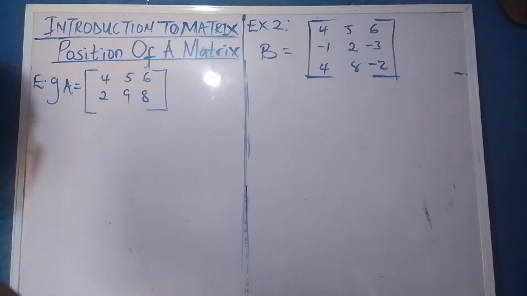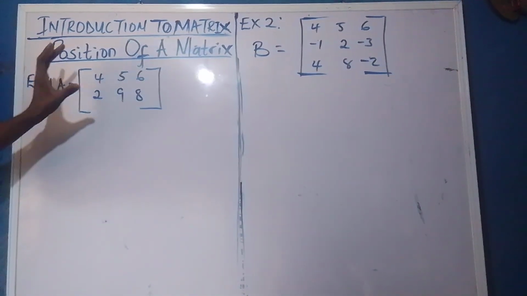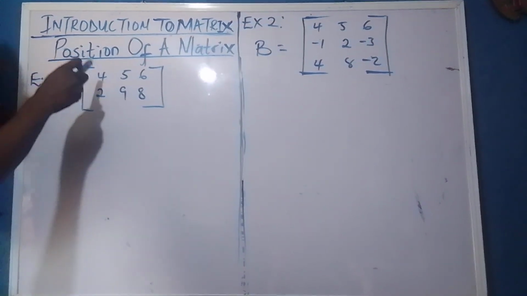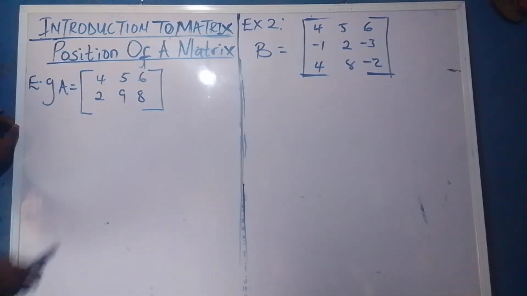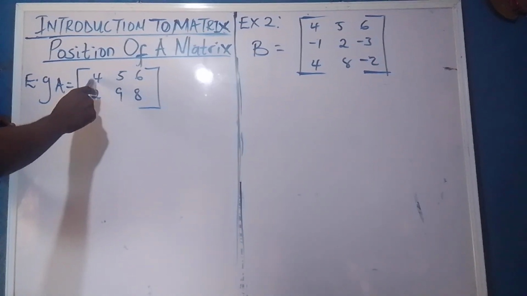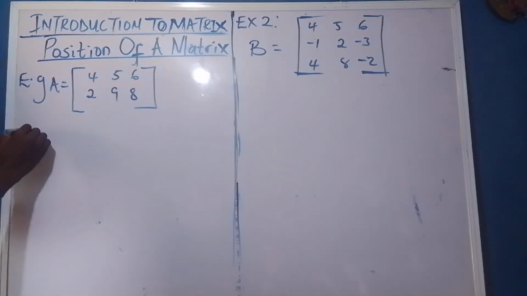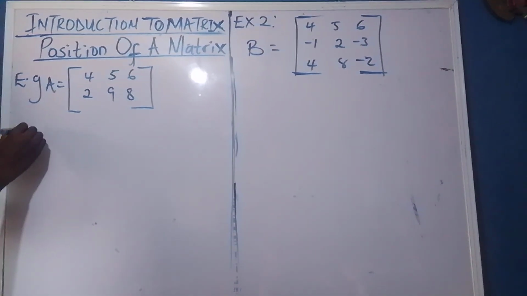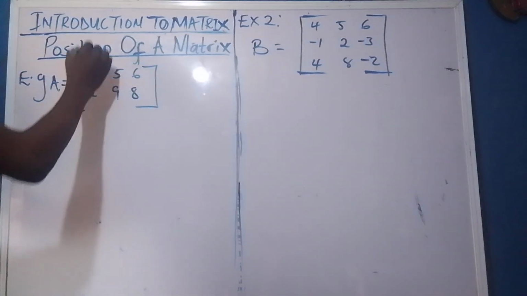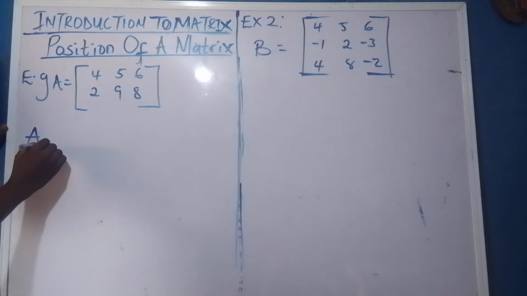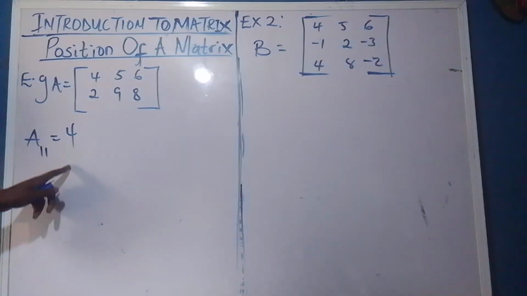So now, position of a matrix. We want to do position of a matrix. Now, why do we need position? It is to identify the position where each element in this matrix stands. Do you understand? So we want to know where each element in this matrix stands. Now, how do we do that? For example, 4 stands in row 1 column 1. So that's 1 1. That's where 4 stands. So this is the position of this matrix.